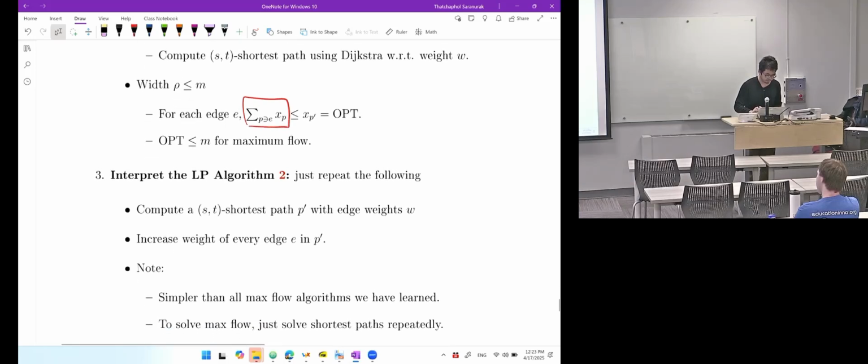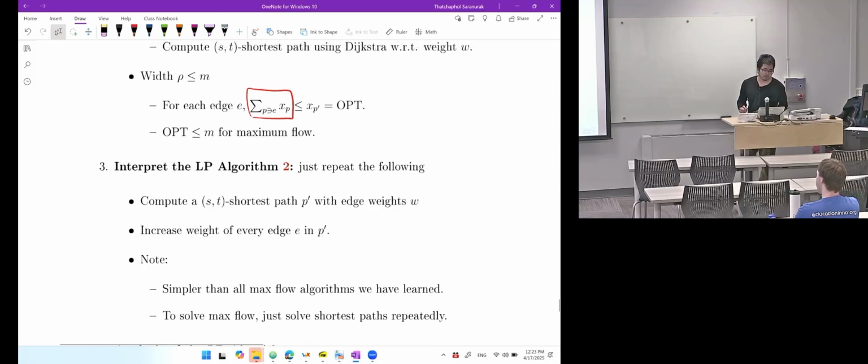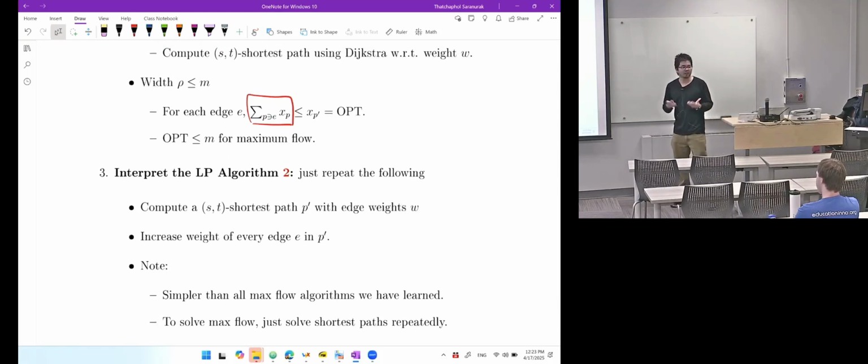So we are done with the oracle, right? Now let's look at what happens when we plug in this oracle. Let's interpret what this algorithm is. You start with some weight function, and we compute the shortest path p prime, and the oracle will return this shortest path. Then we update the weights, and the weights that get updated are the weights on every edge of p prime.